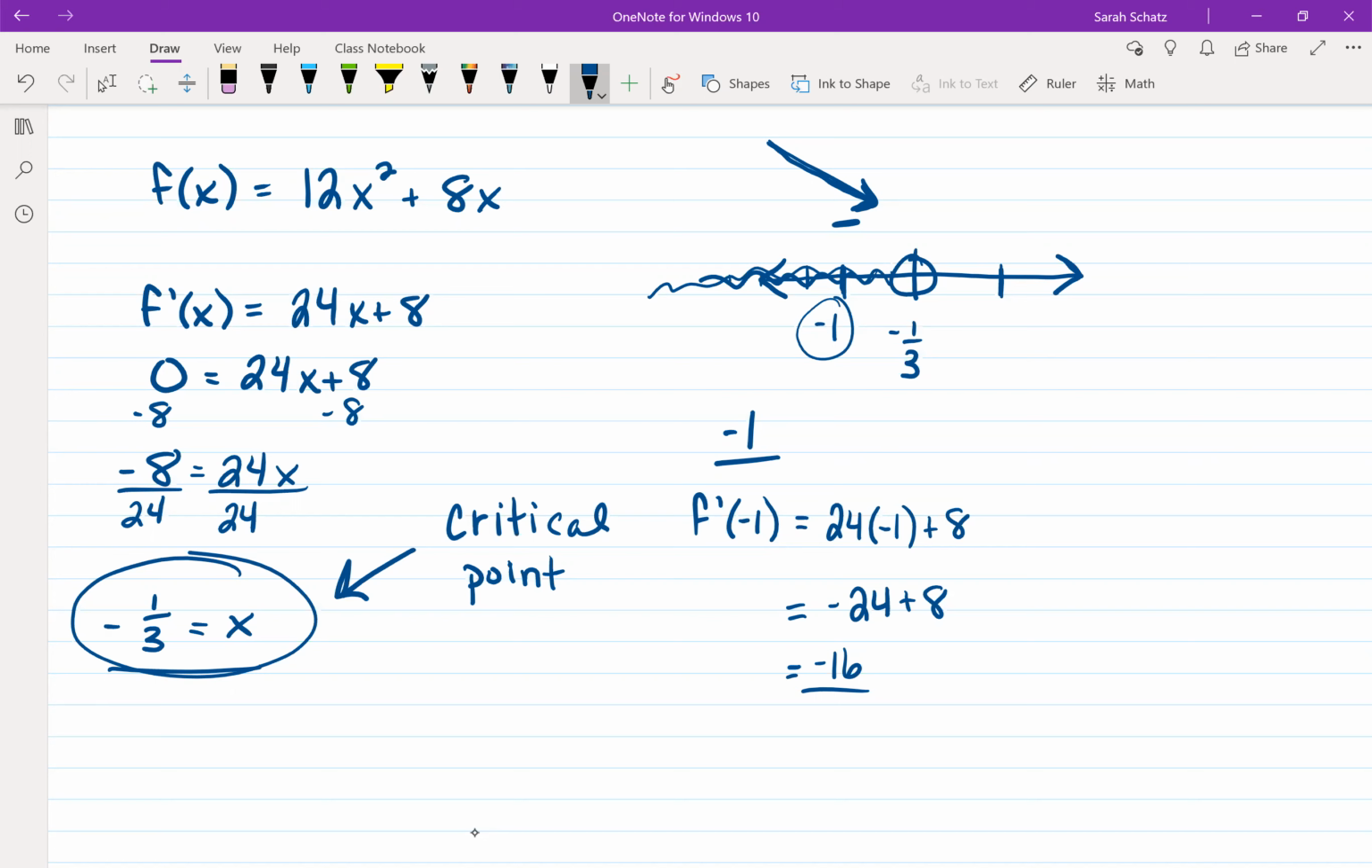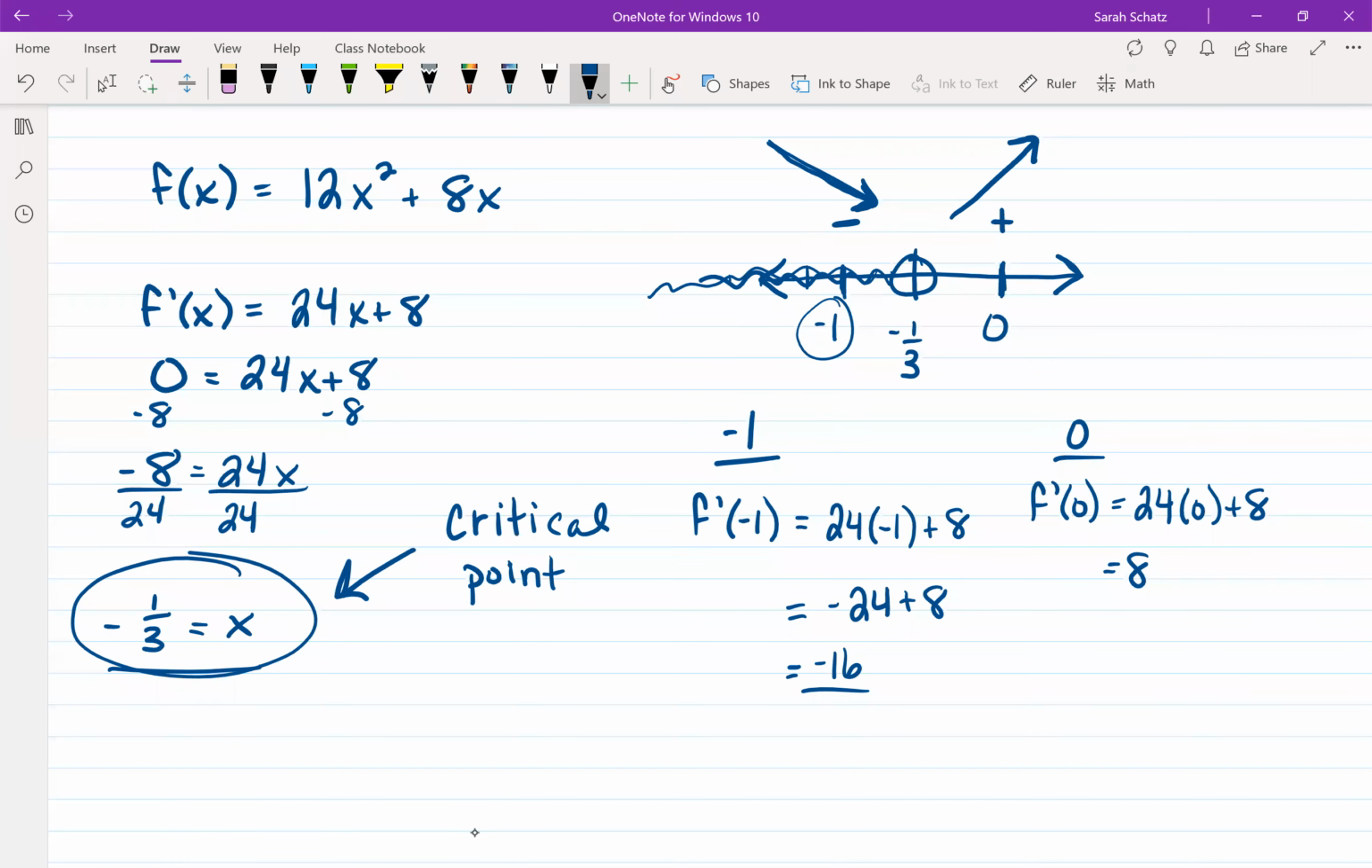So let's test something over here. Just any number greater than -1/3. I'm going to pick 0. You would always pick 0, whichever interval it's in. It's so easy. So let's test the 0. I've got 0 put into the derivative. So it's going to be 24 times 0 plus 8. And that just leaves us with +8. So like I suspected, it is positive on this side, which means the graph looks like this.